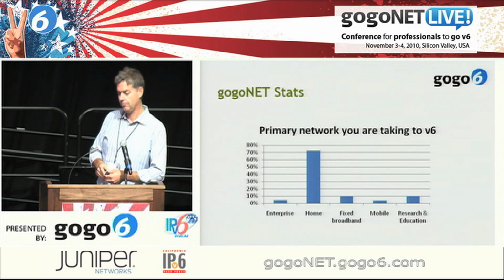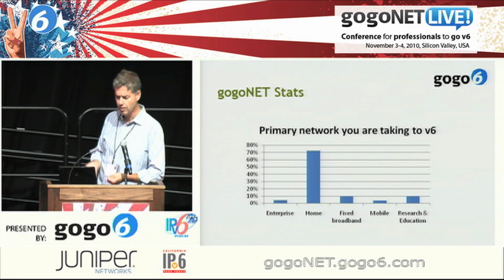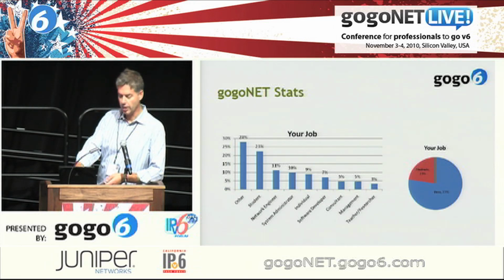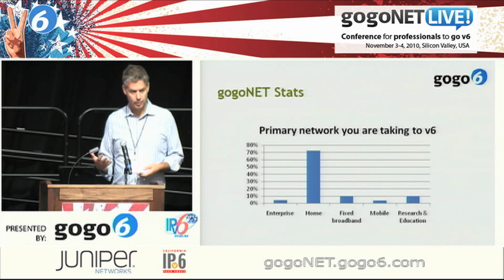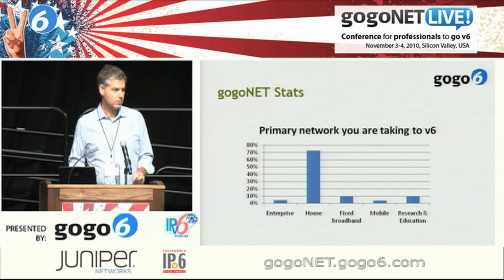And I forgot to put the little numbers on top for some reason, but it appears to be only 4% are taking their enterprise network, and for fixed, so an ISP, there's only 10% of the members working for an ISP. You don't interpret it that way. What you interpret is there are far more members working for an ISP. However, the ISPs are not giving them the opportunity at work to work on IPv6.